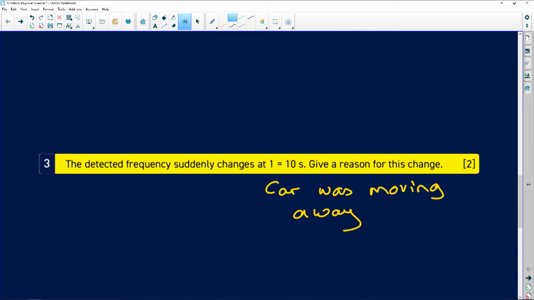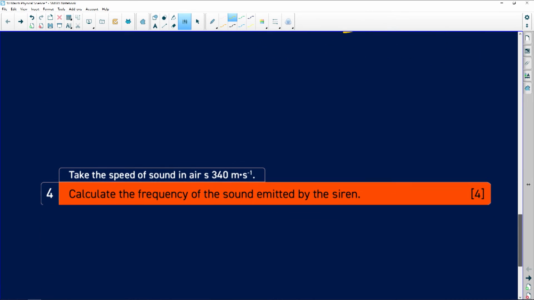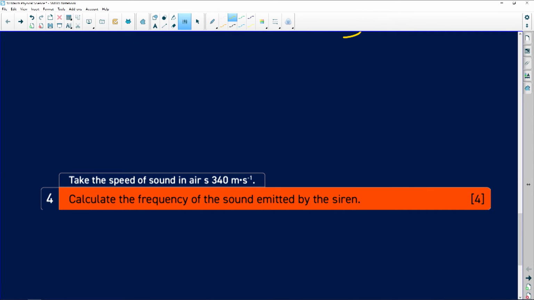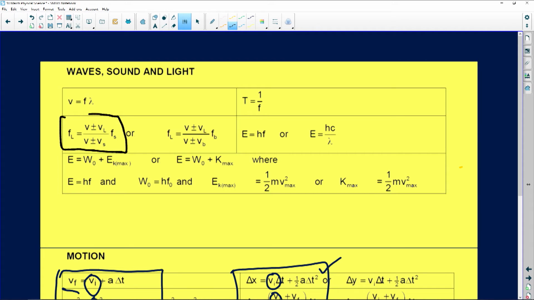All right, now we need to get on to the big calculation. And here it comes. It says calculate the frequency emitted by the siren, and there it is for 4 marks. All right, so let us go to our information sheet once again. And we have a look under wave, sound and light. And here it is. So that is the expression that you're going to use.